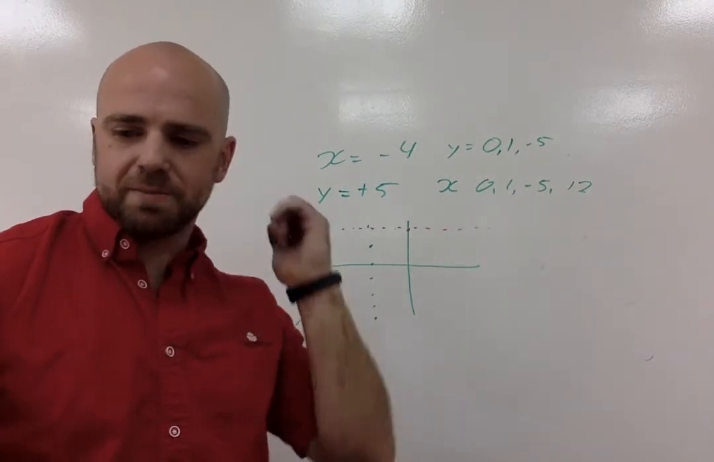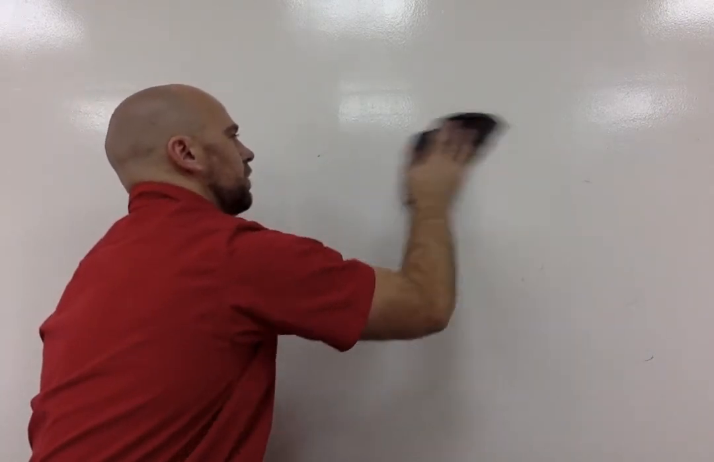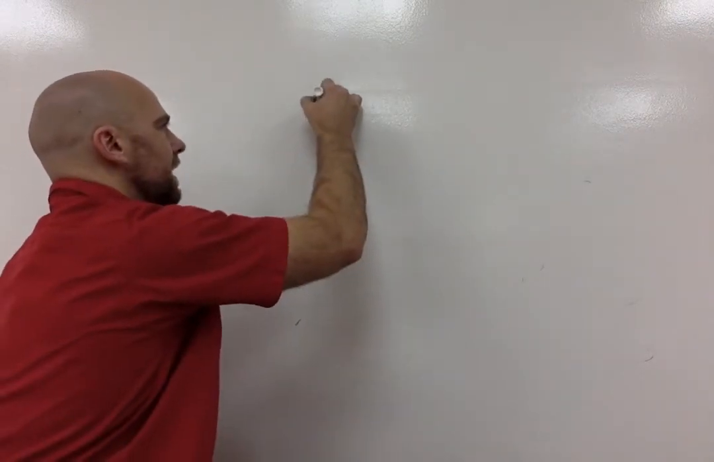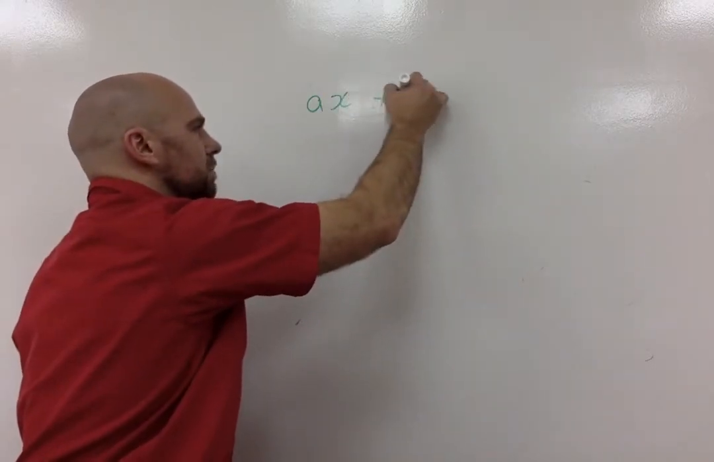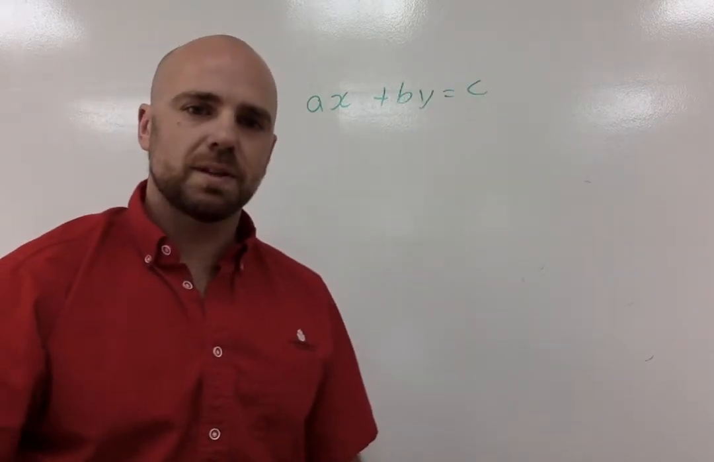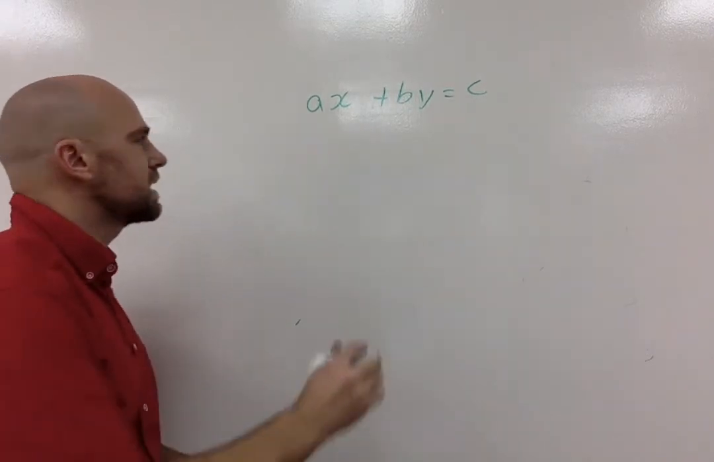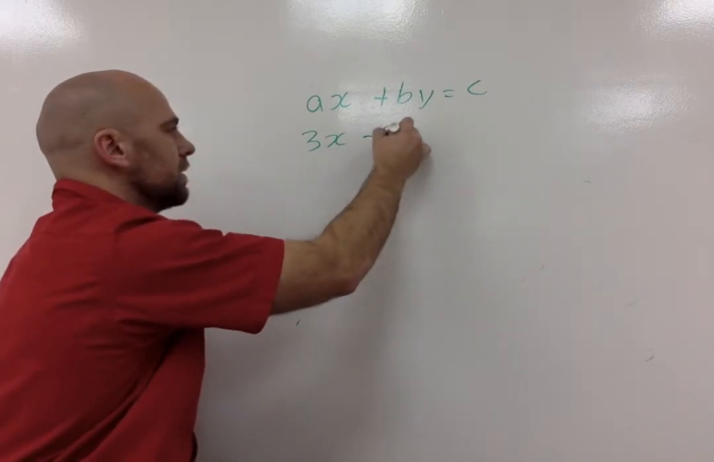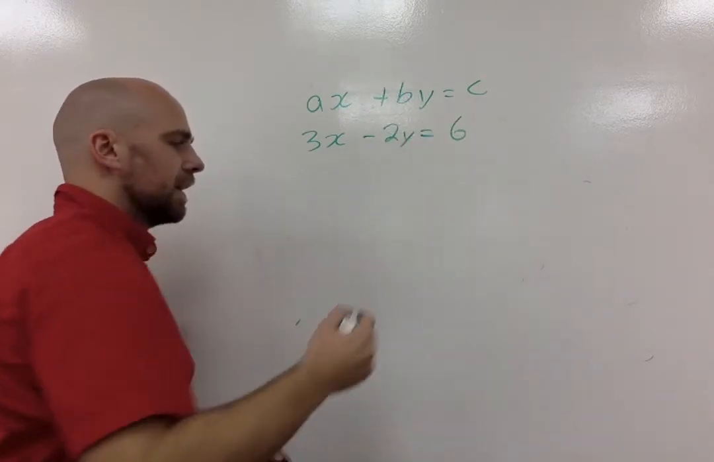Now this next one takes a little bit more calculation. What if we have something that's represented by the equation ax plus or minus by equals c? I'll explain what this means. This is something that we can still graph. Let's use an example like this: 3x minus 2y equals 6.